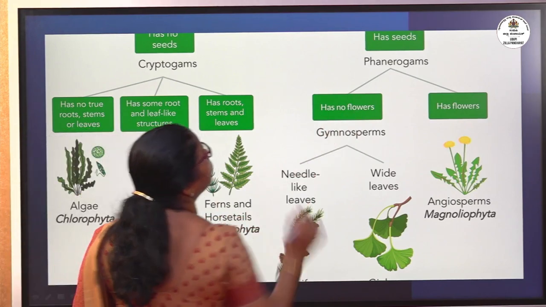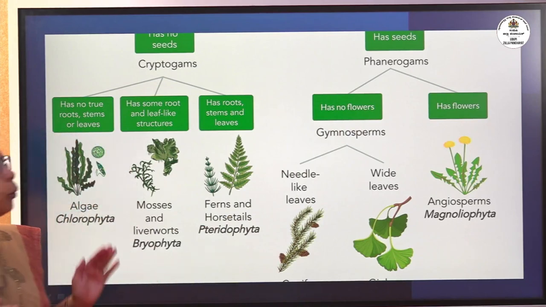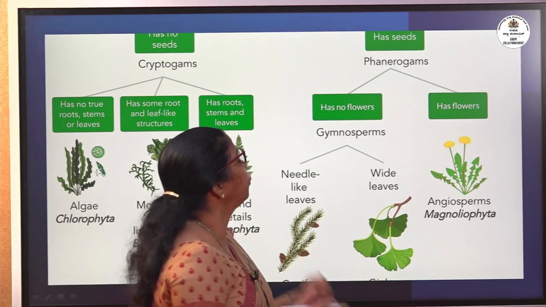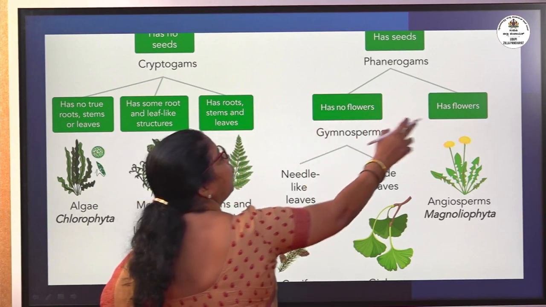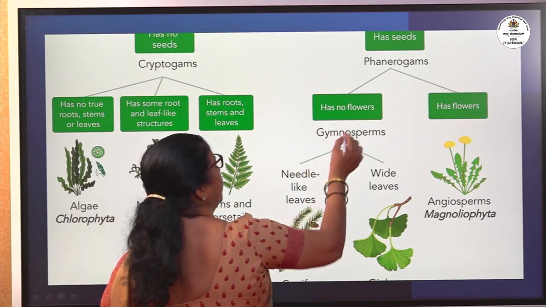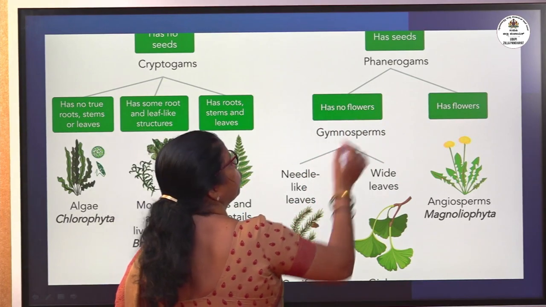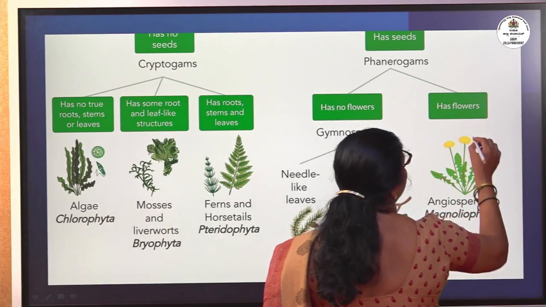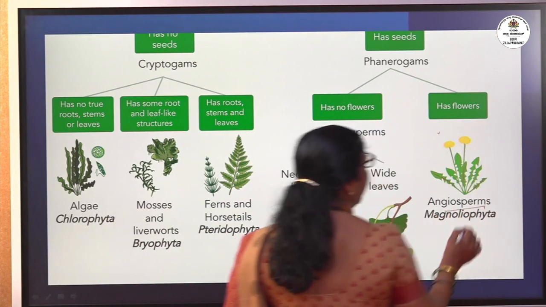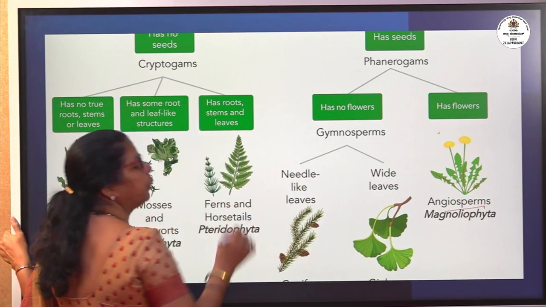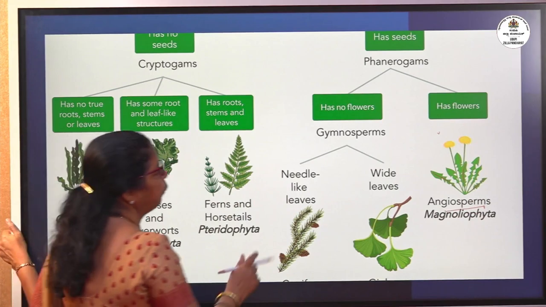And the next group is phanerogams, which produce seeds. Under that, it is divided into two major groups: one with flowers and another without flowers. Those without flowers are gymnosperms, and those with flowers are angiosperms. Under gymnosperms, normally they have needle-like leaves, as in Pinus.